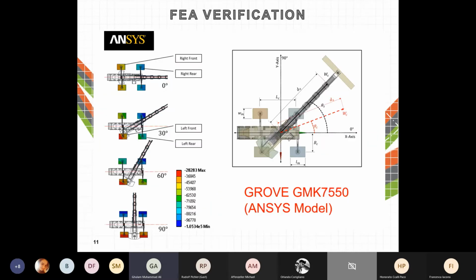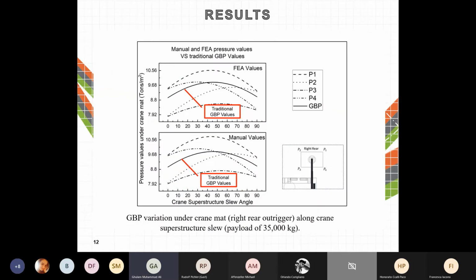Here you can see on your left that at each slew angle, the ground bearing pressure under the crane mat is changing. Even for a single mat, it's not uniform. It's different on different edges. It's different on different corners. Now comes the part about the results and about the simulation, how it worked.